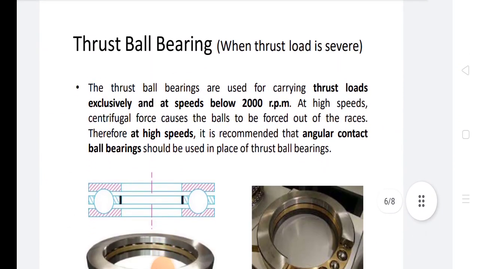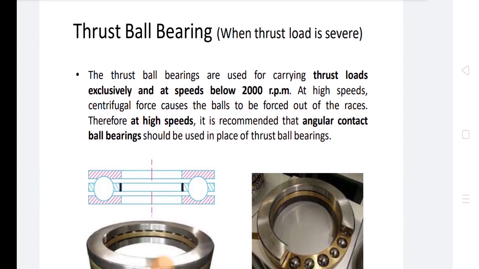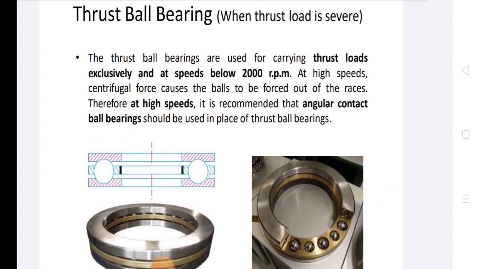Thrust ball bearings are used for carrying thrust loads exclusively at speeds below 2000 rpm. At high speeds, centrifugal force causes the balls to be forced out of the races. Therefore, at high speeds it is recommended that the angular contact ball bearing should be used in place of thrust ball bearing. So thrust ball bearing is a very important part in these types of bearing.